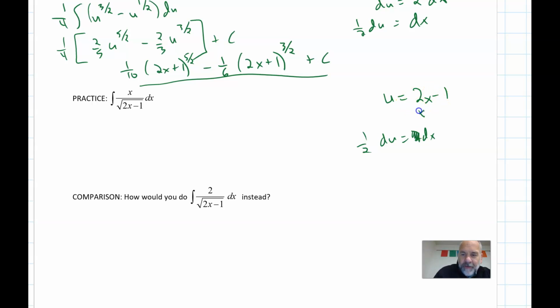And then I also have x equals 1/2 u plus 1. Double check it. Looks good. And so I've got the x taken care of, I got the square root taken care of, I got the 1/2. I think I got everything. Okay, so let's do it.